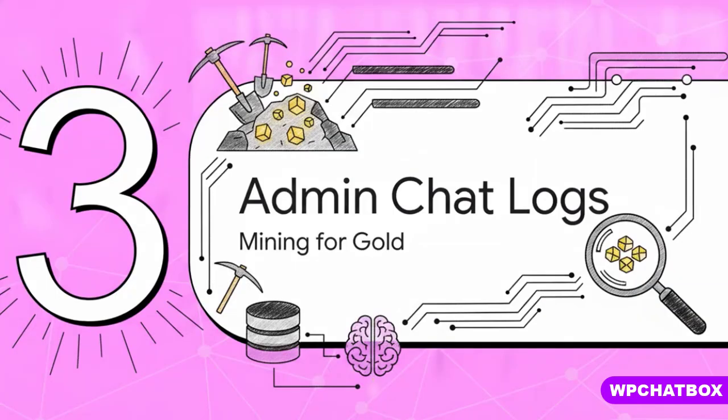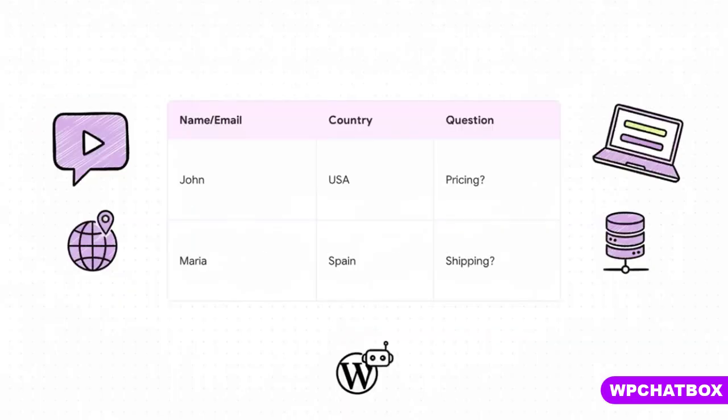Next up, we're mining admin conversation logs. Moving behind the curtain to the back end, every single chat session is meticulously recorded. You get the visitor's name, email, country, and this really neat 3-column layout showing their specific questions and the AI's exact answers. It completely removes the guesswork from what's happening on your site.